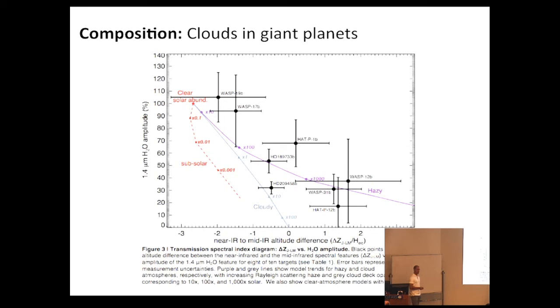We'll never have as much data and as high quality data as we have for the solar system planets, but we have thousands of planets, right? There's a power in that.